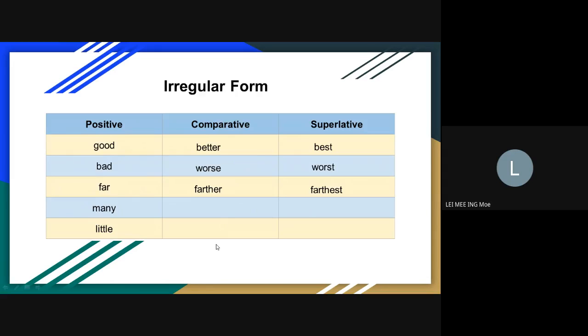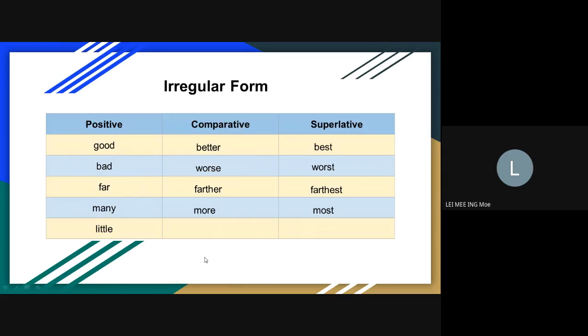Many. The comparative form for many, it is more. And the superlative form, most. So many, more, most. The same goes with much, yeah? Many for countable noun and much for uncountable noun. Much, more, and most. The last one for our irregular form, little.